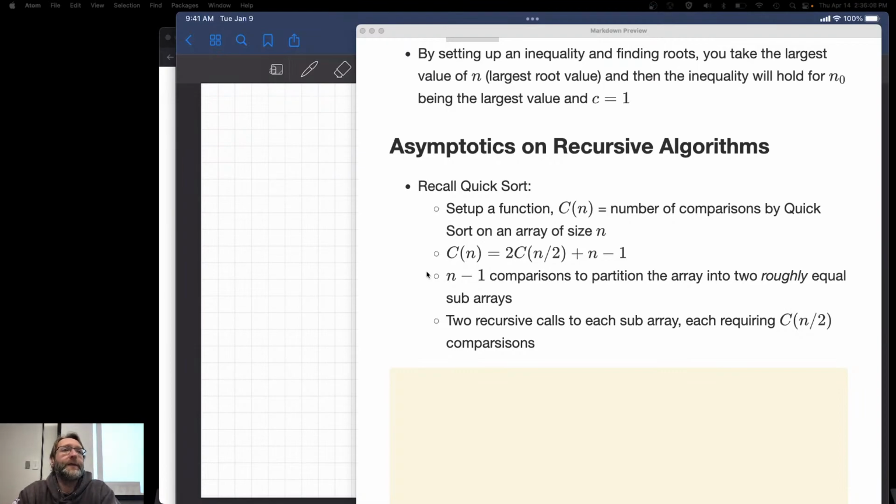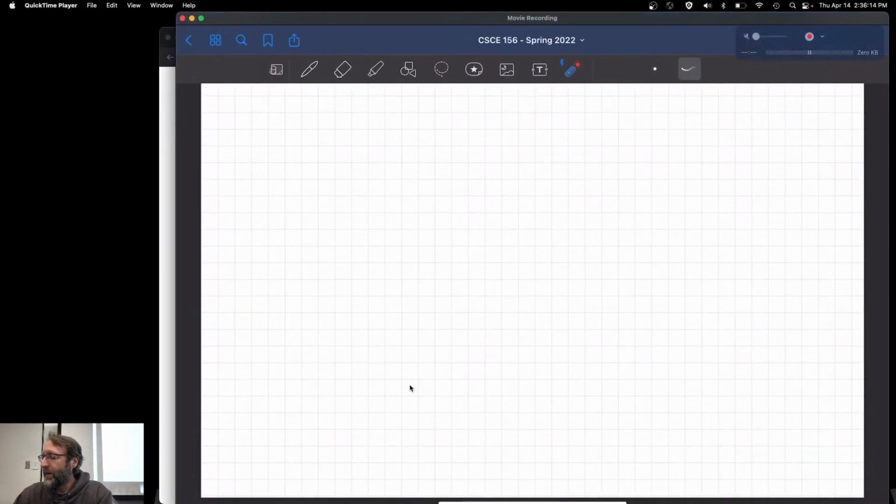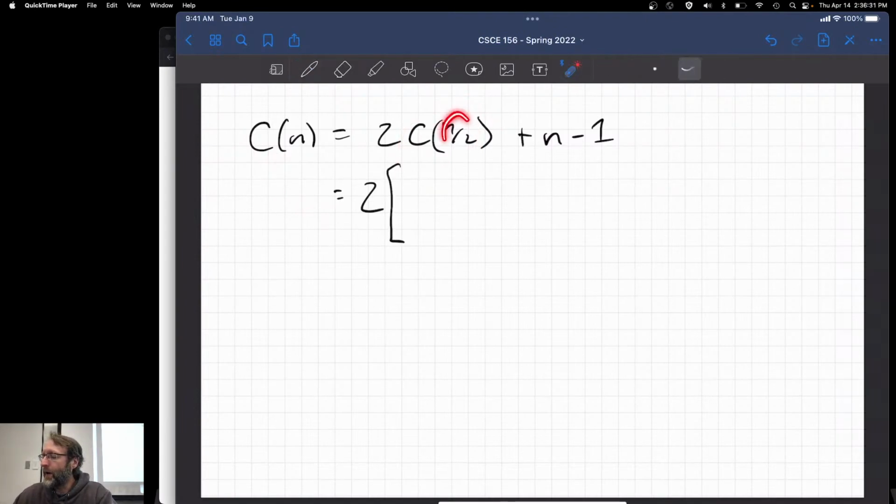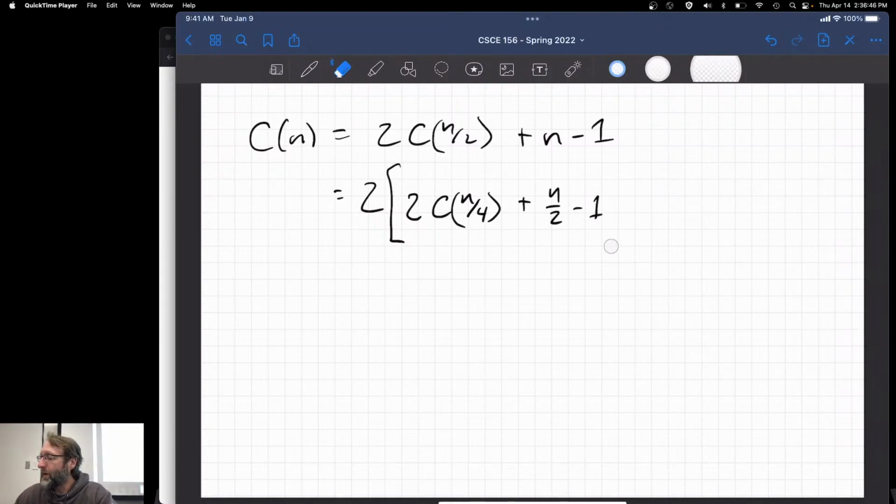Now, if you were to solve this, you'd probably have to unroll it. What would that look like? C sub n is equal to 2 c sub n divided by 2 plus n minus 1. Take this and plug it back in over here. And what do you get? 2 times, when I plug in n divided by 2 for this, I get n divided by 4. So 2 c sub n divided by 4 plus n divided by 2 minus 1. And then don't lose the original either: plus n minus 1. There's the original.